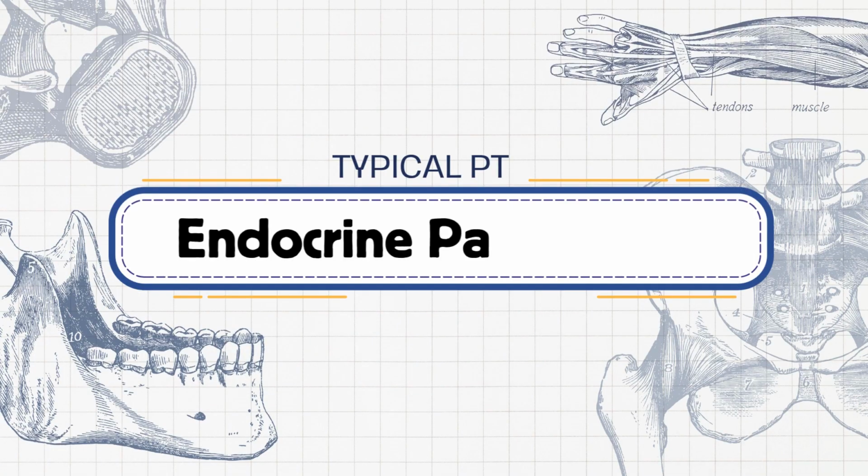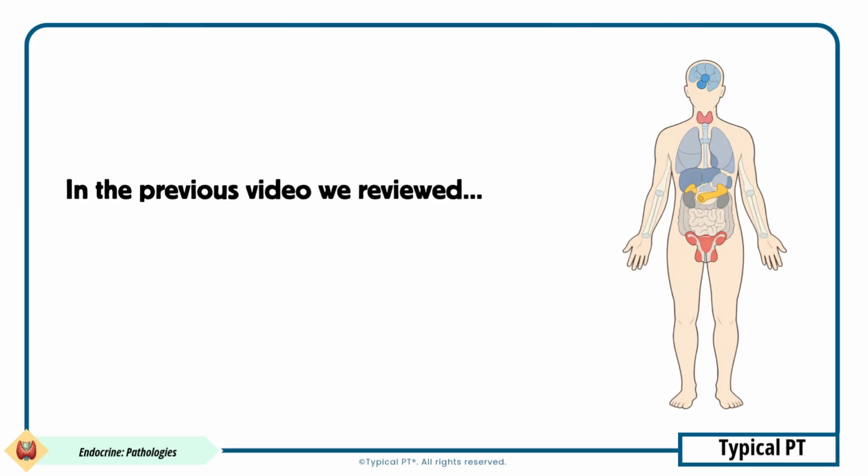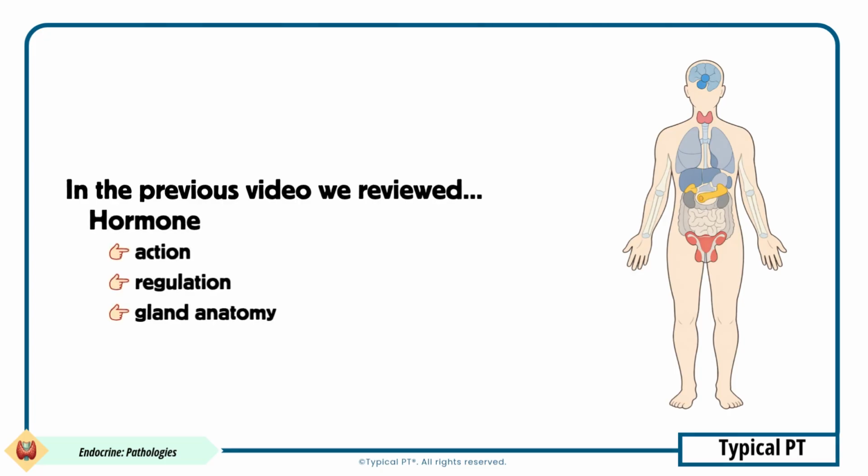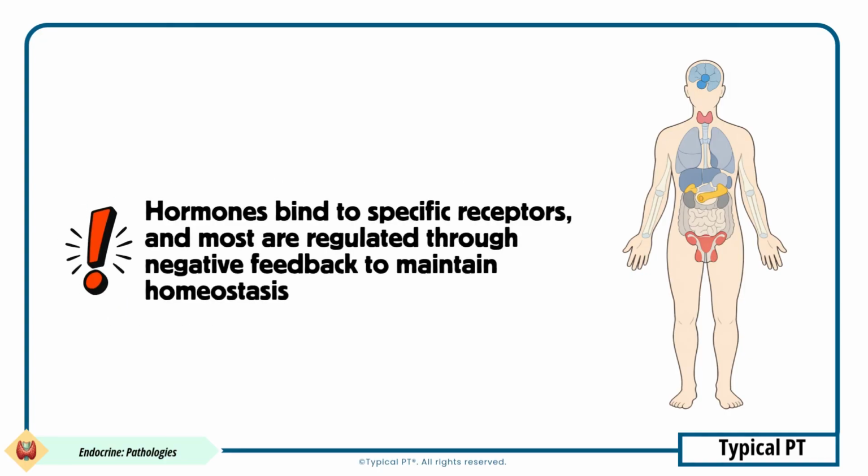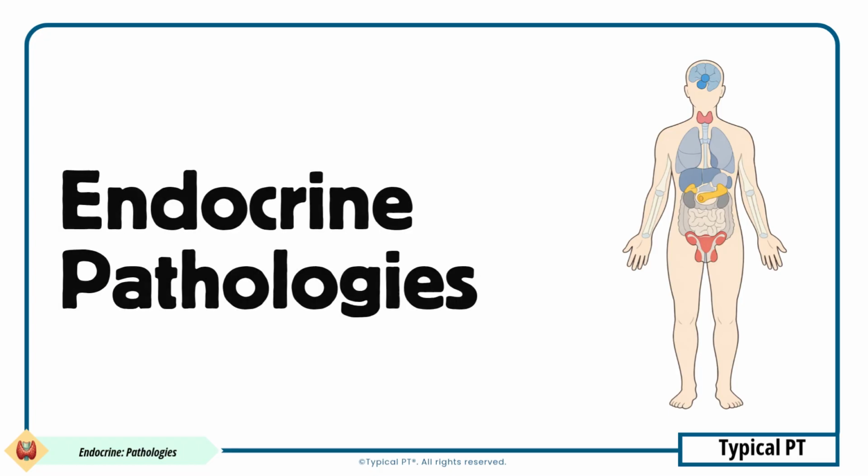In today's video, we will focus on endocrine pathology. In the previous video, we reviewed hormone action, regulation, and gland anatomy. Briefly, hormones bind to specific receptors, and most are regulated through negative feedback to maintain homeostasis. Understanding these basic principles helps us recognize how dysfunction develops. Now let us proceed to the pathology.